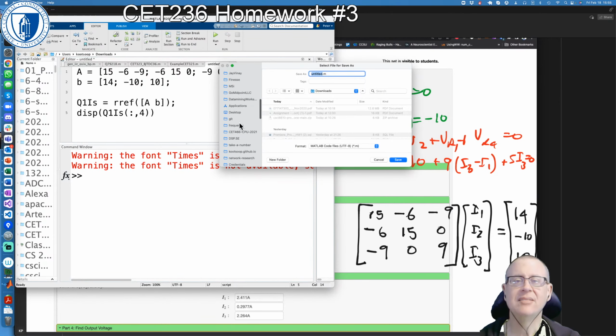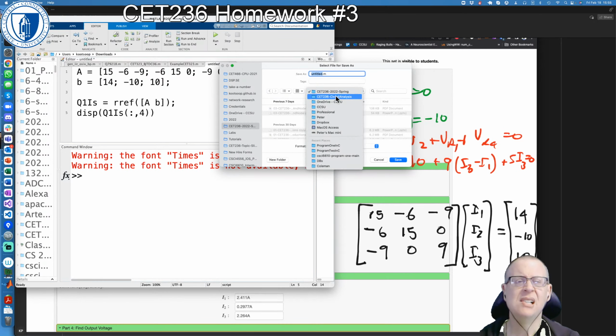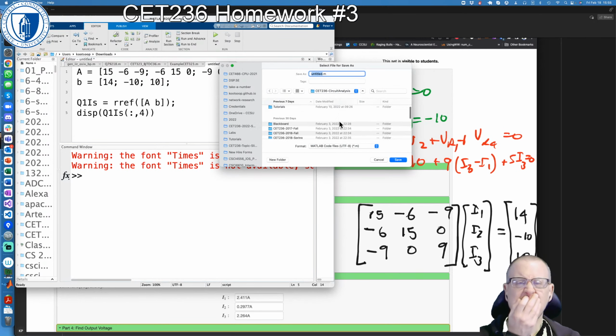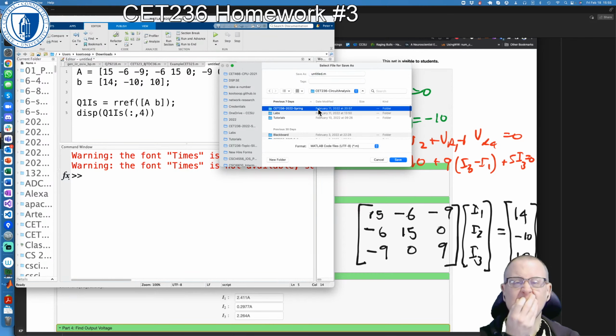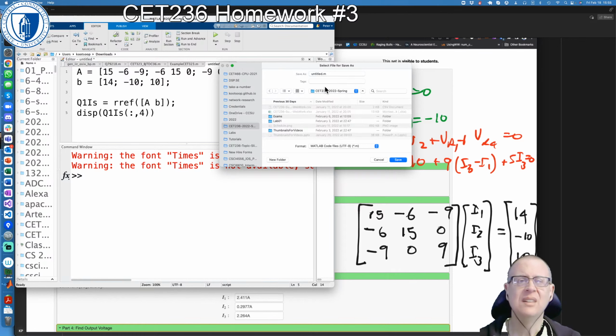And I'm just going to save that over in, do I have it in homework? No, let's do that there. Don't think I have a separate homework. So this is homework 3, Q1.